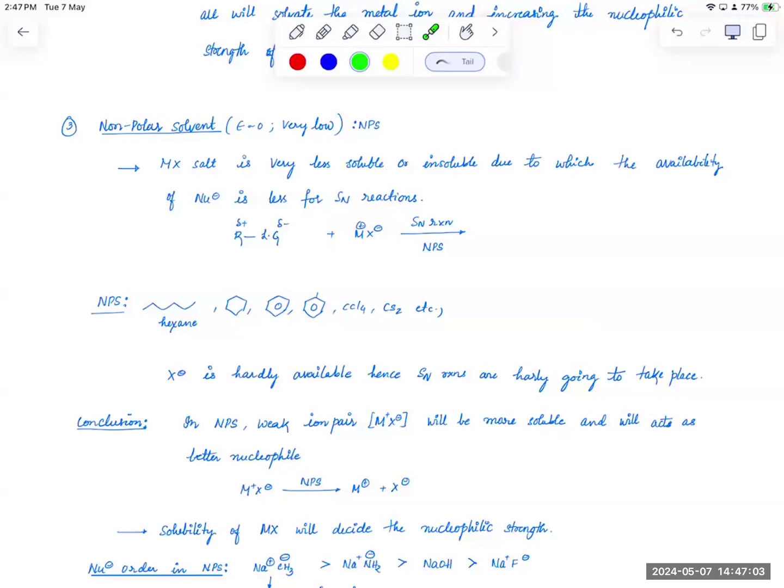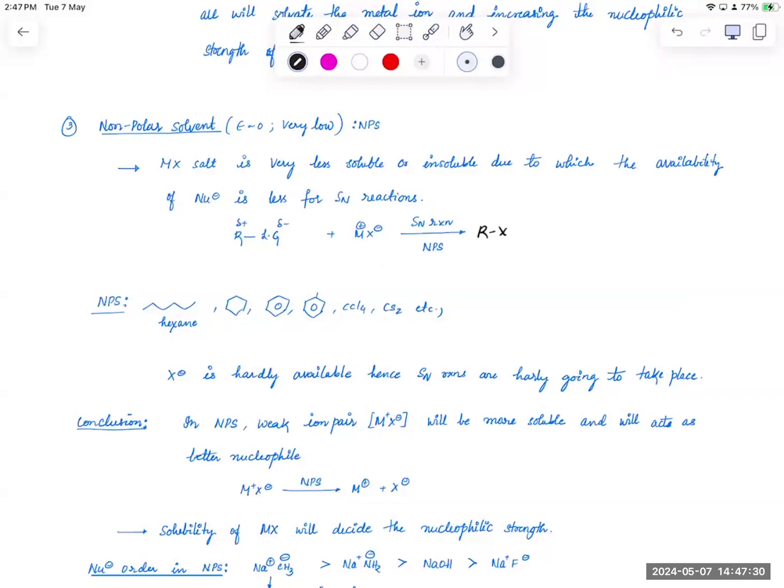For addition reactions, they are very well used, but when it comes to substitution reactions, we will not much prefer non-polar solvents. Clear, everybody? What is the reason? Because here X minus is a nucleophile that needs to be generated in solvent. But what if MX is not soluble? Then X minus cannot be generated. Got it?